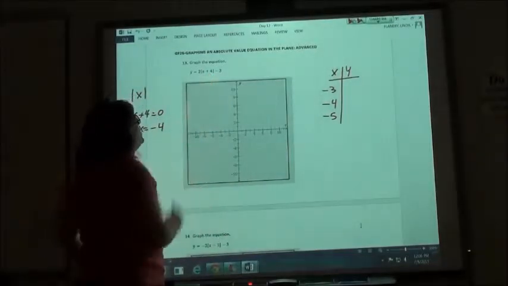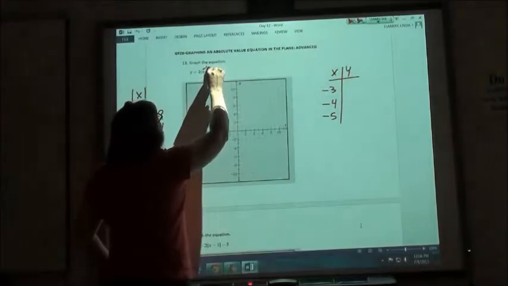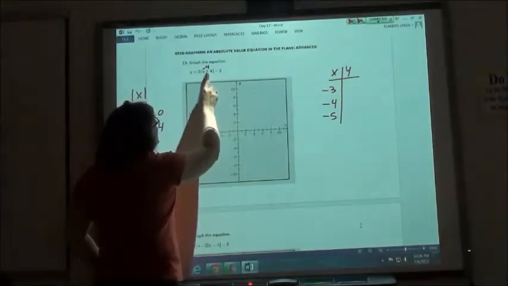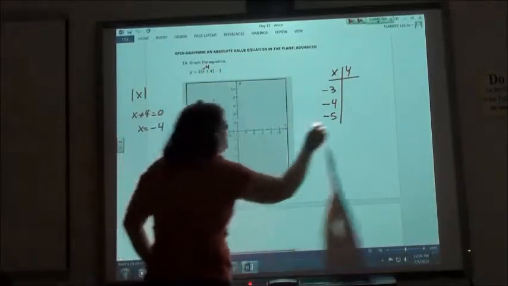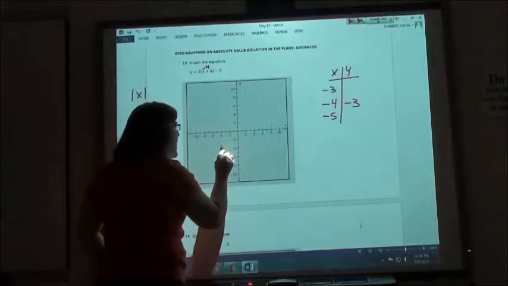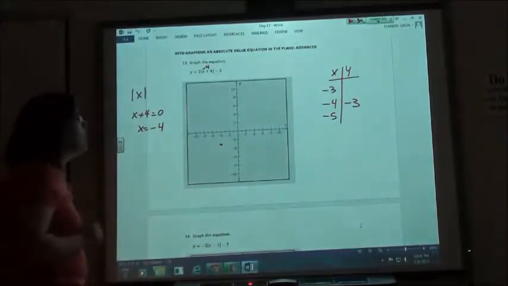I'm going to start by solving the one with the negative 4, which is my vertex. If I do negative 4 plus 4 is 0, 2 times 0 is 0, so then I get that minus 3. So negative 4, negative 3 is going to be the vertex of my graph.